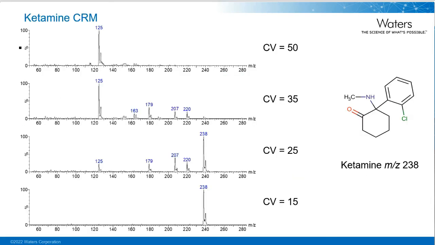Acquisition at the 4 cone voltages generates a spectral fingerprint, as you can see from the example on this slide, of ketamine certified reference material analysed on the RADIAN-ASAP.